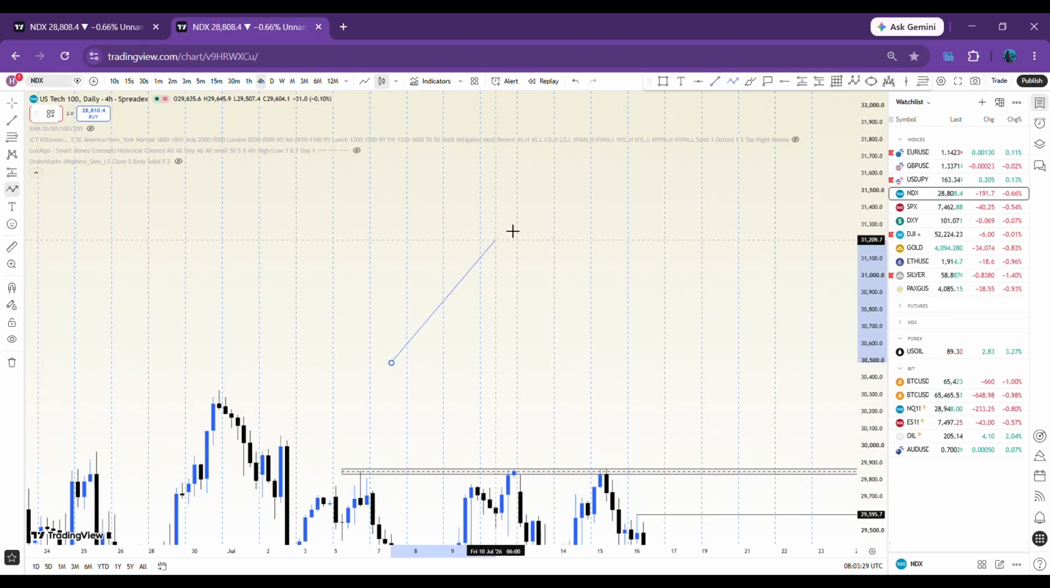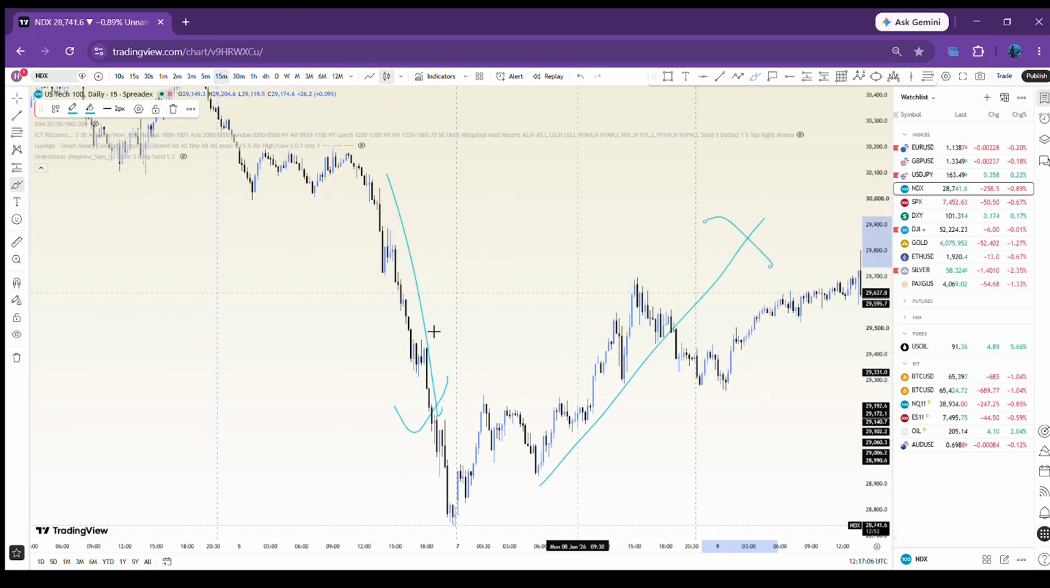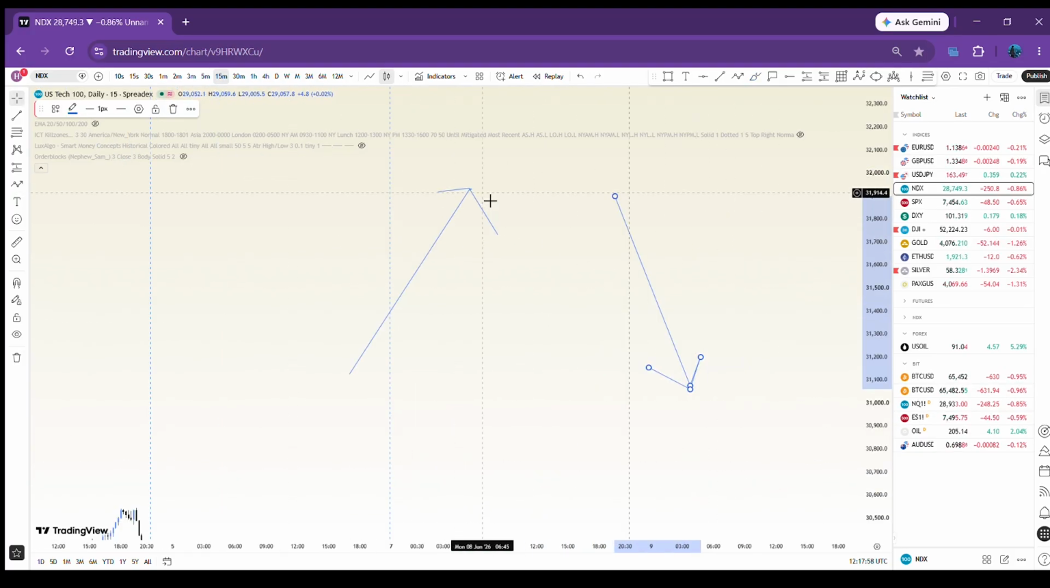One is uptrend, the other one is downtrend. This is downtrend and this is uptrend. One is bearish trend, the other is bullish trend. If the market moved directly in an uptrend, or directly in a sell trend, everybody would be rich.